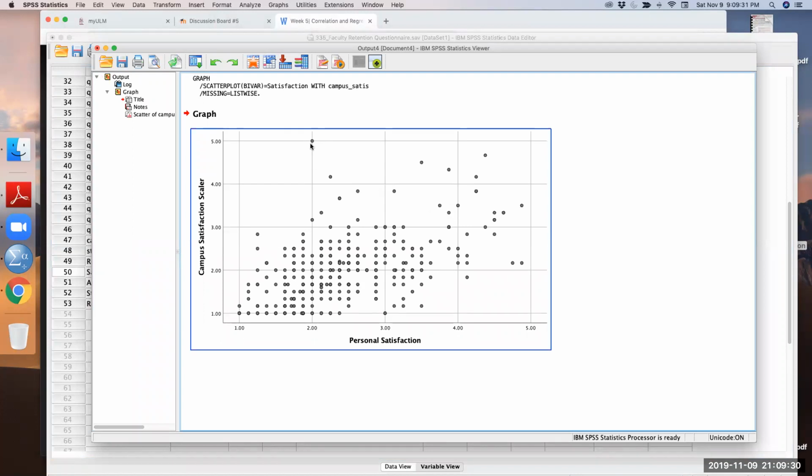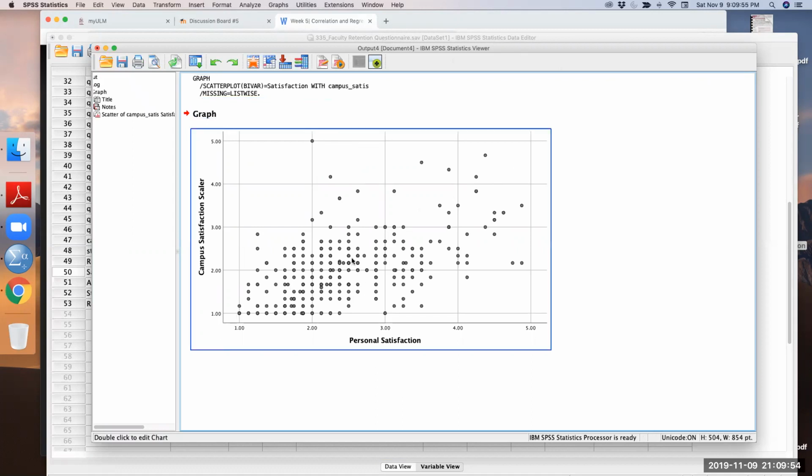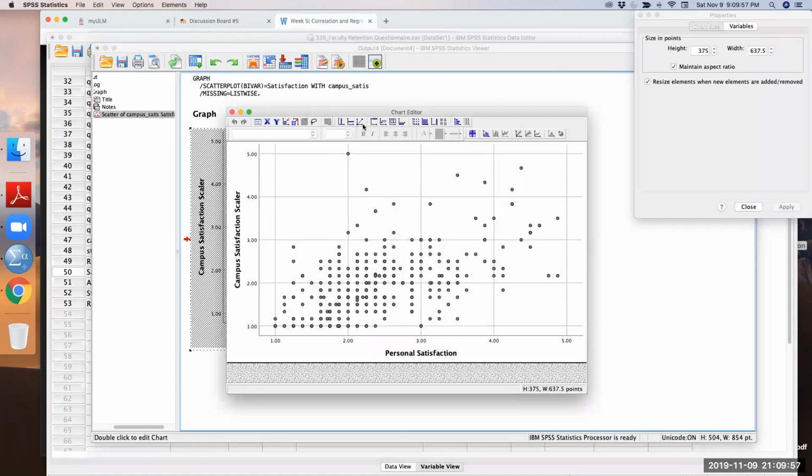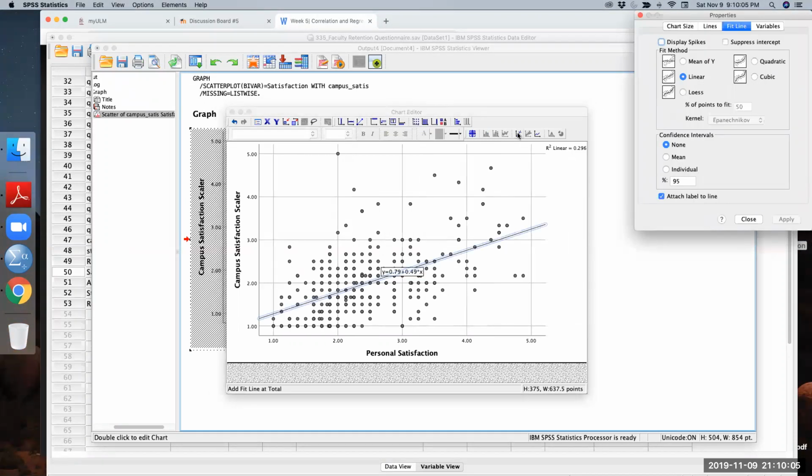Actually this particular faculty member is probably an outlier because it's way up here. The other data points pretty much are okay. So let's draw a diagonal line here so that we know it. Double click, and then you get the option to add fit line for the scatter plot. So here is a regression line.